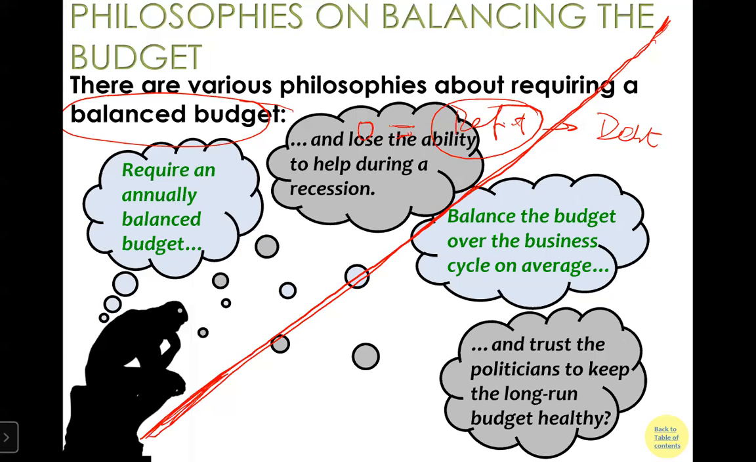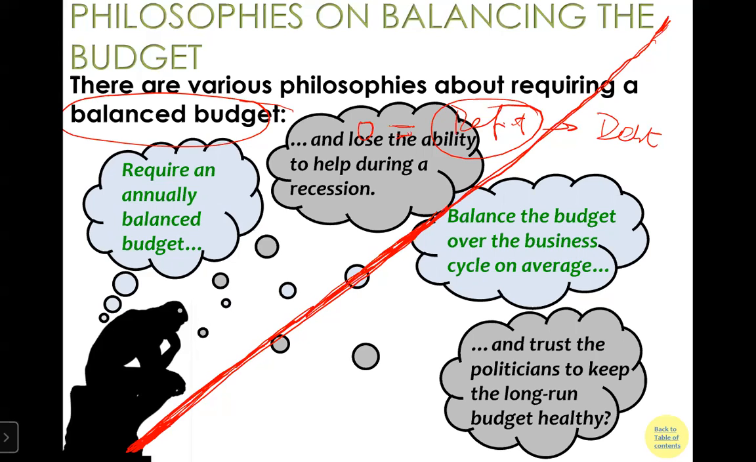Some think a balanced budget will hurt the economy, in the sense that if we require a balanced budget, that is going to undermine the government's ability to help the economy. Think about it: when we are in a recession, presumably we should have an expansionary fiscal policy. But if the government is required to run a balanced budget, the government's ability to carry out expansionary fiscal policy will be very limited. So this is one view.